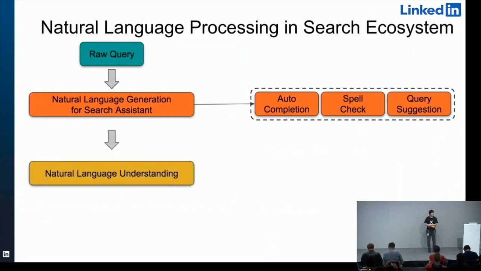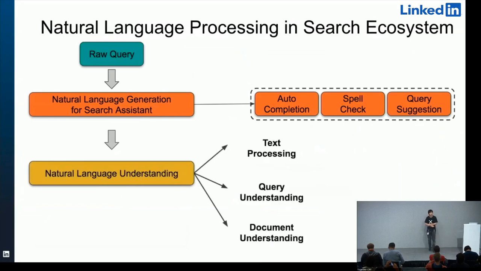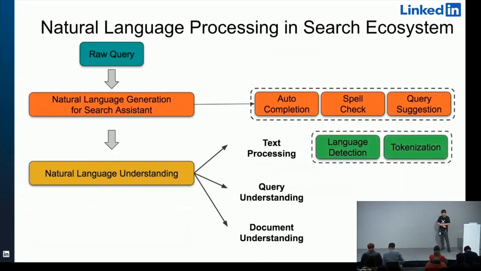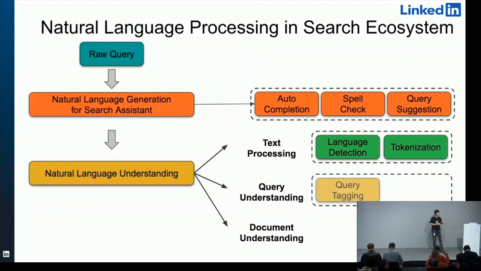Understand the natural language. And this also corresponds to a set of tasks, including text processing, query understanding, and document understanding. On the text processing side, it usually covers some fundamental technologies or tasks like language detection and tokenization. Then the query understanding side also covers some typical tasks. Another quiz here: what would be a query understanding task? Parsing, yeah, parsing the query. For example, query tagging, where we want to extract the entities from the query by parsing the information.